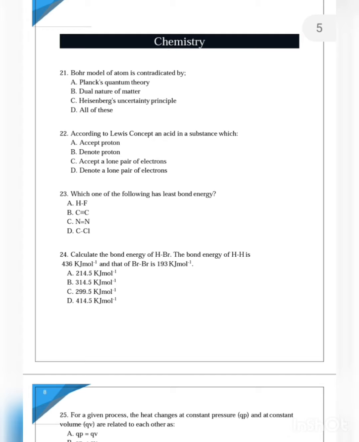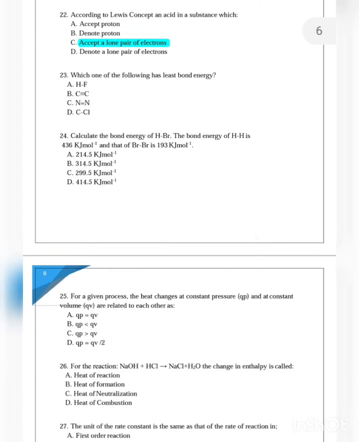Okay, question number 22. According to this concept, an acid is a substance which, okay, this is getting easy, accepts a lone pair of electrons. This is easy, I don't know yet. Which one of the following has the least bond energy? I guess it's going to be option C, as N≡N actually has a triple bond between them, whereas here there are only two bonds between them, so this is less stable, so its energy is basically going to be the least bond energy.